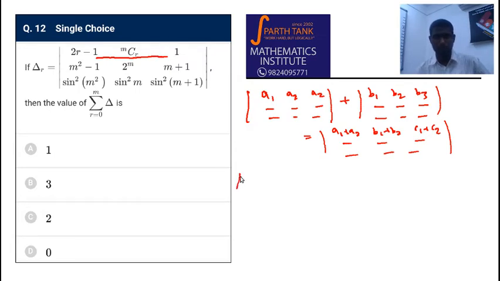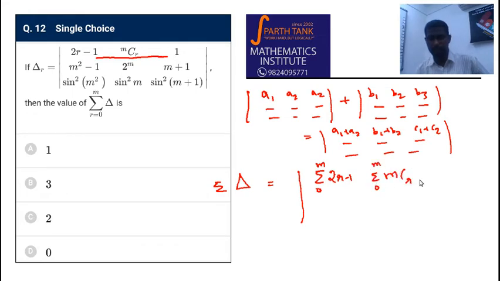Therefore, that summation of delta will become equal to the determinant with summation of 2r minus 1 from 0 to m, summation of 0 to m mCr, summation of 0 to m 1, and you have the same elements here, all these elements. Now let us evaluate these summations and see if anything useful happens.